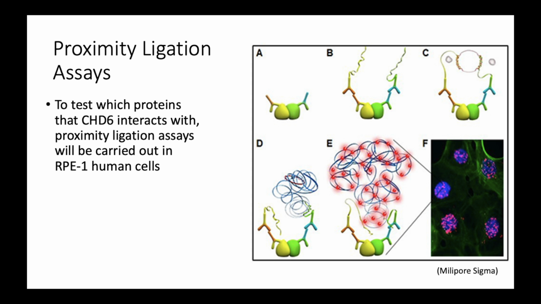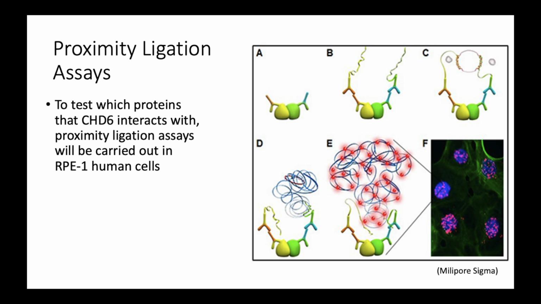PLAs work using antibodies that are specific to a protein and its interactor. A. 2 primary antibodies recognize the 2 proteins of interest and bind to them. B. Secondary antibodies with oligonucleotide tails bond with the primary antibody. C. If the proteins are within less than 40 nanometers away from each other, connector oligos ligate with the tails, forming closed, circular DNA.